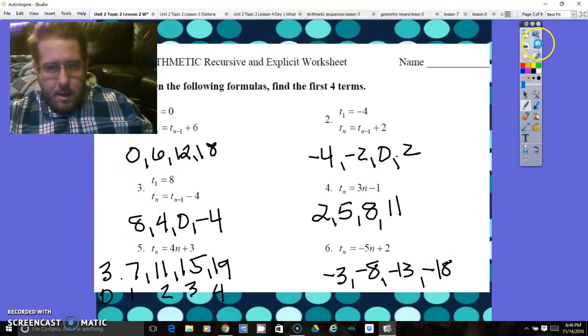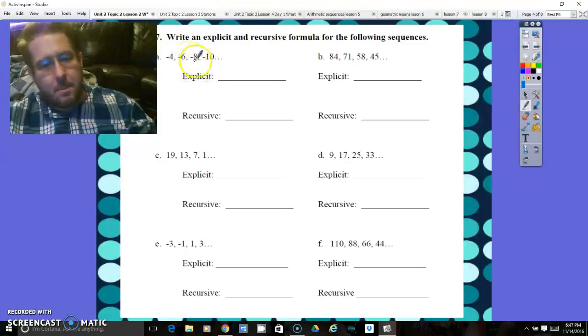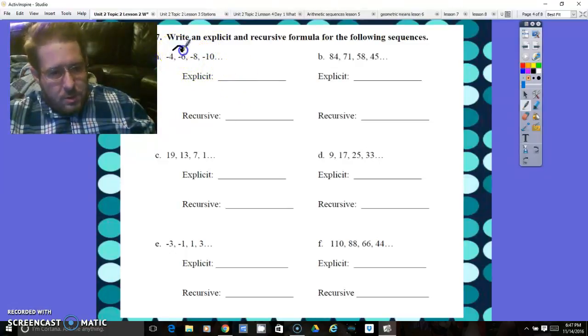All right, and then on the next page, now we've got a sequence of numbers, and we're being asked to write the explicit and recursive rules. So you will notice the first thing you need to do is find the rule. And the rule here is adding negative 2. All right, so add negative 2, add negative 2. And you're probably wondering, why am I saying add negative 2?